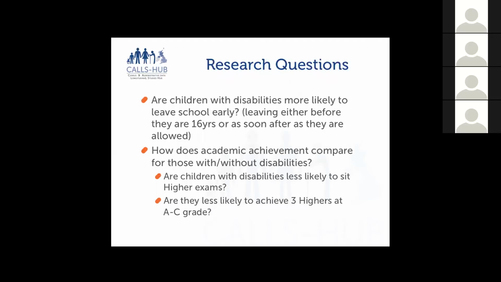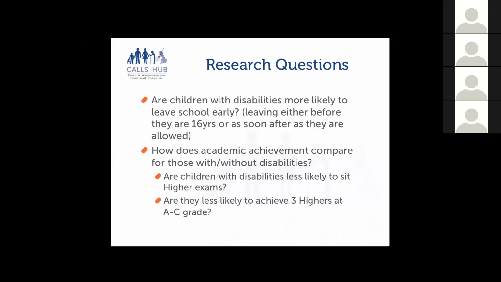So my research questions then. Are children with disabilities more likely to leave school early? And I've taken that definition as leaving either before they're 16 years old or as soon after as they're allowed. And secondly, how does academic achievement compare for those with and without disabilities? So are children with disabilities less likely to sit higher exams?